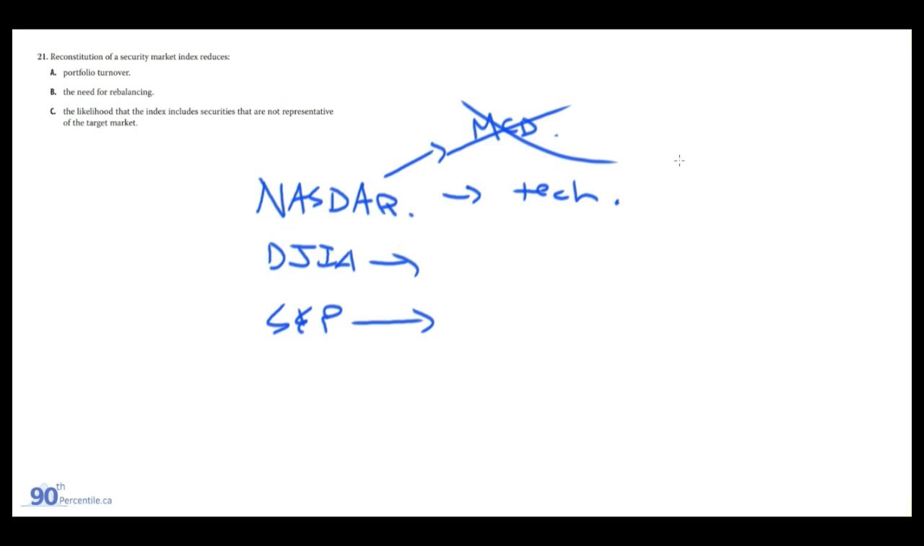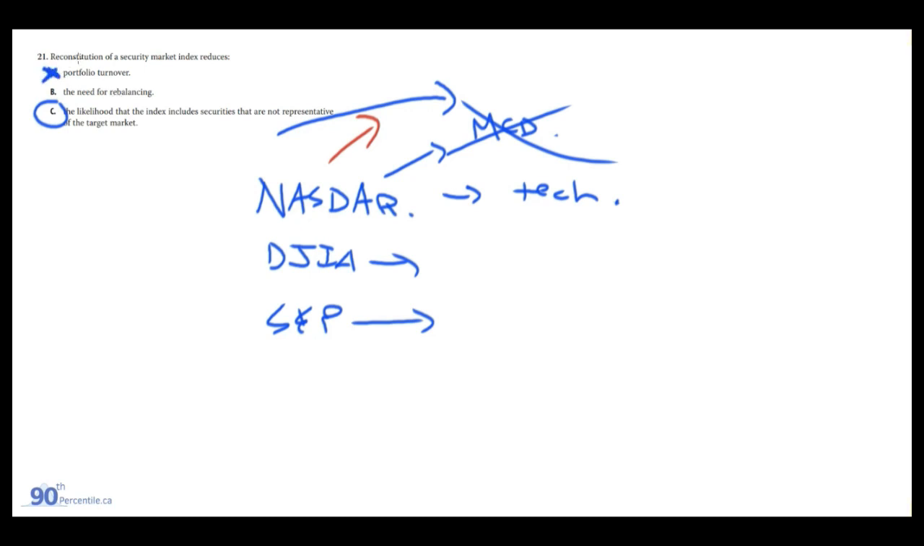On top of that, these market indexes are also gonna have certain criteria regarding size of the companies, all that. Like you're not gonna have a company with a 10 mil market cap trading on the Nasdaq. So in the event that some company loses like 99% of its share value, it's gonna be removed. Kind of stuff like that. So coming back to the question, reconstitution reduces the likelihood that the index includes securities that are not representative of the target market. So it's kind of what I was referring to here with the McDonald's stuff and with the losing a lot of its share value.